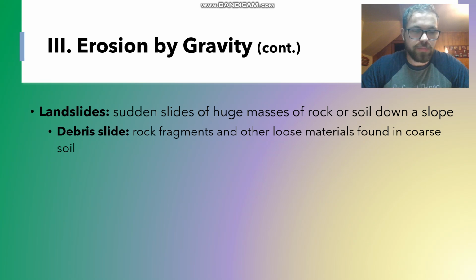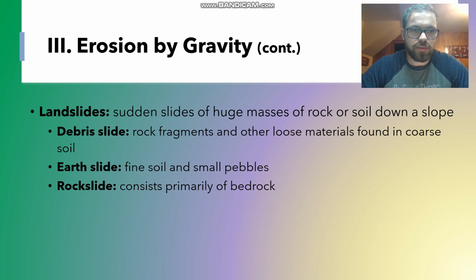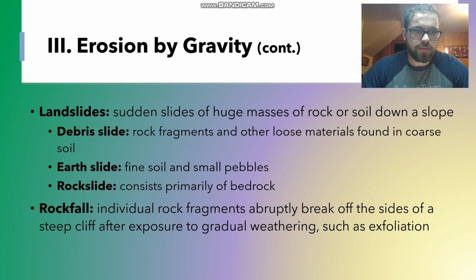There are different kinds here. Debris slide, and these are all based off of what material makes up the landslide. In a debris slide, you have rock fragments and other loose materials found in coarse soil. In an earth slide, you have fine soil and small pebbles. And in a rock slide, you primarily have bedrock. So just three different kinds of landslides there. It'd be good to remember. I don't know if it'll be on the test, but it might be good to know the difference, that there are several different ones.